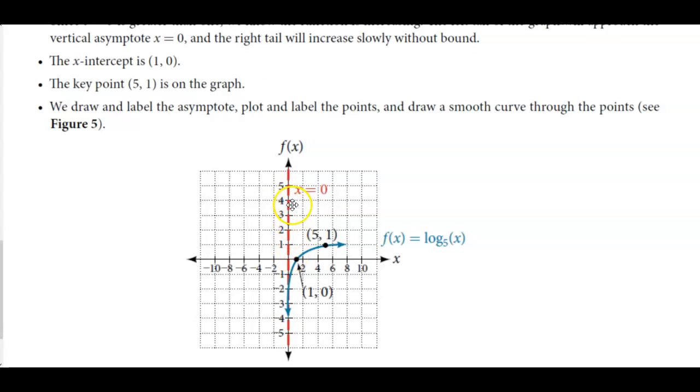So you look here, we're going to create our vertical asymptote, so we have x equals 0. We also know that the x-intercept is (1, 0), and we know that a key point where the base is 5 and the value of 1 is on the graph, so we know that (1, 0) is on the graph, which is the x-intercept, and we also know that (5, 1) is on the graph. And then we're going to draw and label the asymptote, plot and label the points, and then draw a smooth curve through the points. So we know that it is an increasing function, so it's going to start here at this asymptote, and it doesn't cross the y-axis, so that line should be just over a little bit more. And then it connects those points and then tapers off.